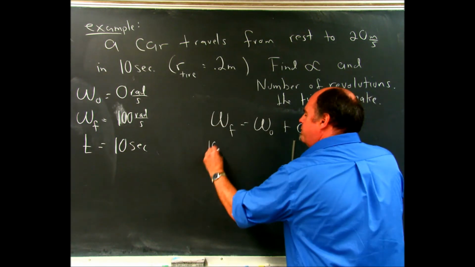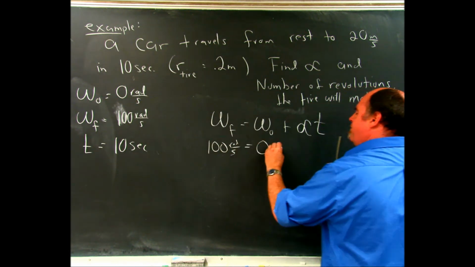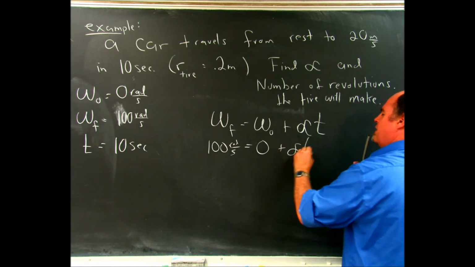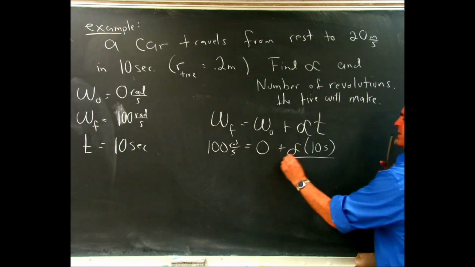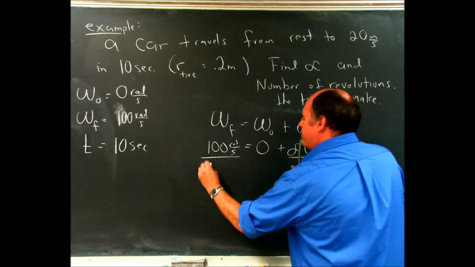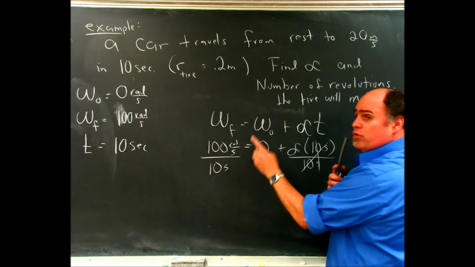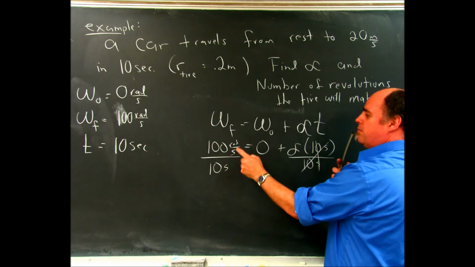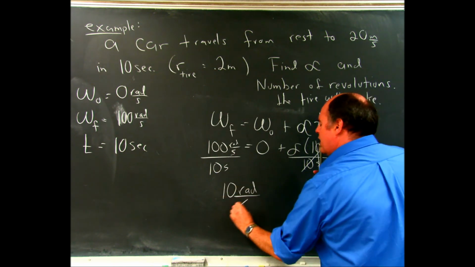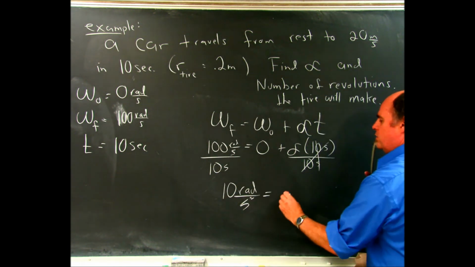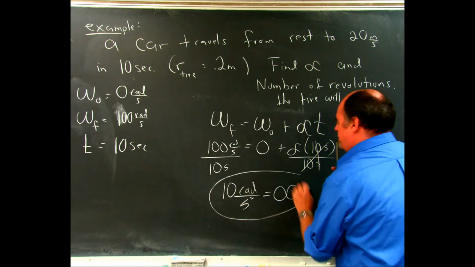So I can plug those numbers in. This was 100 radians per second, this is 0, this is unknown, and the t came out to be 10 seconds. If I divide both sides by 10 seconds, 100 divided by 10 is the number 10. Radians per second divided by seconds is 10 radians per second squared. And that equals alpha. Okay, so that's how to do that particular piece. We have alpha.